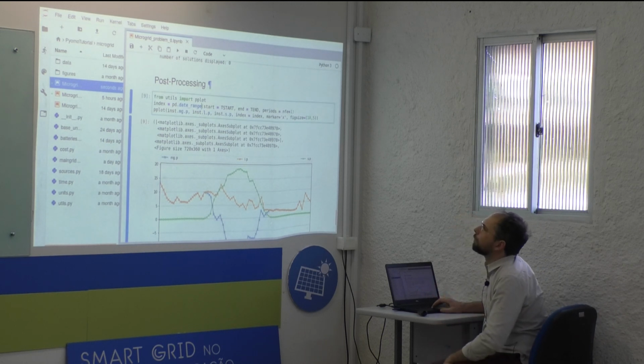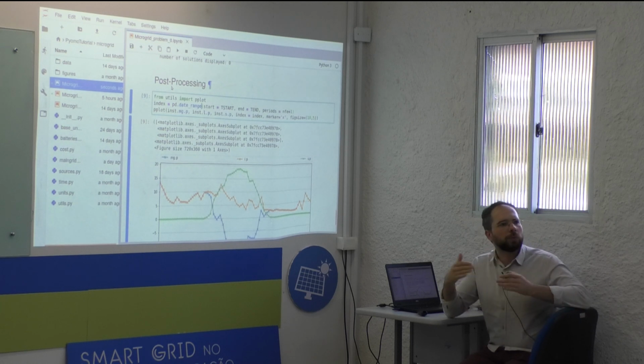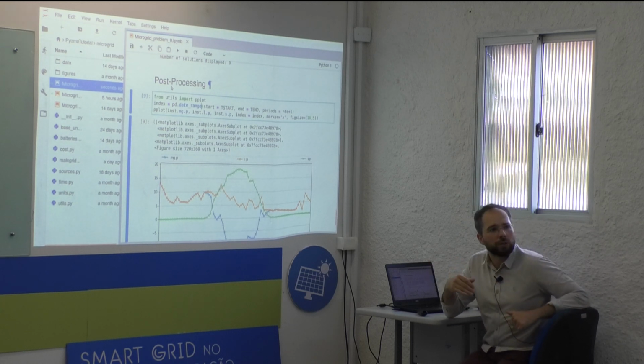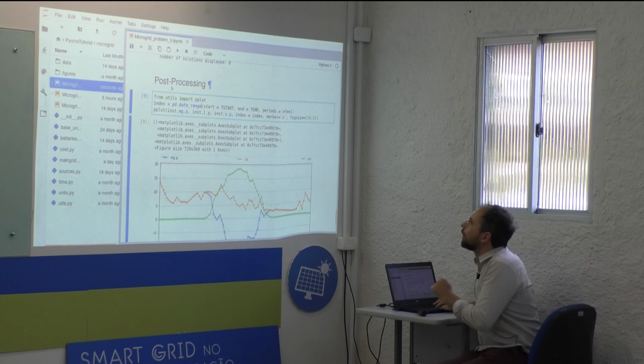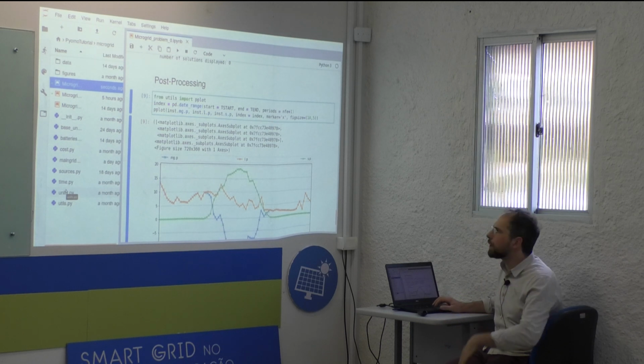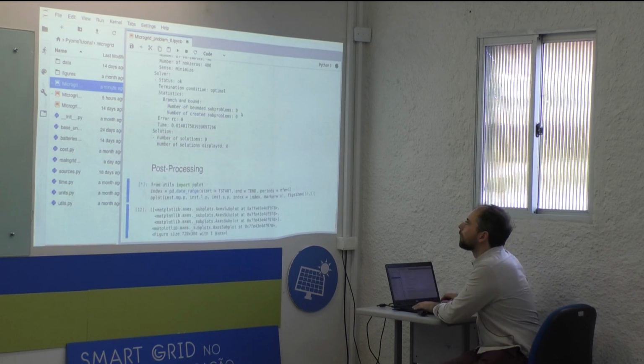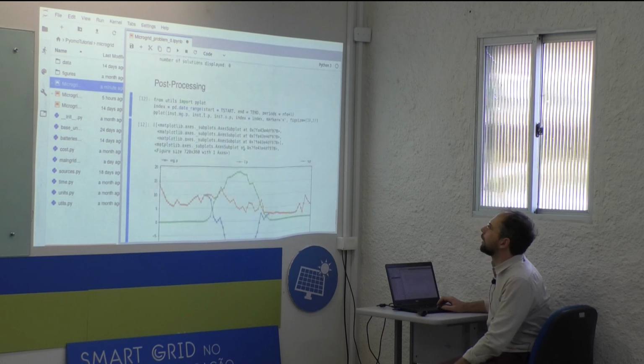Here it's a little bit of post-processing. So now I've solved my problem. I want to get the results and plot them. So here I say from util. util is a function I created and gave to you. You can use it. I can plot the value of the power of the microgrid, the power of the load, and the power of the source. Doing that, I have this graph.